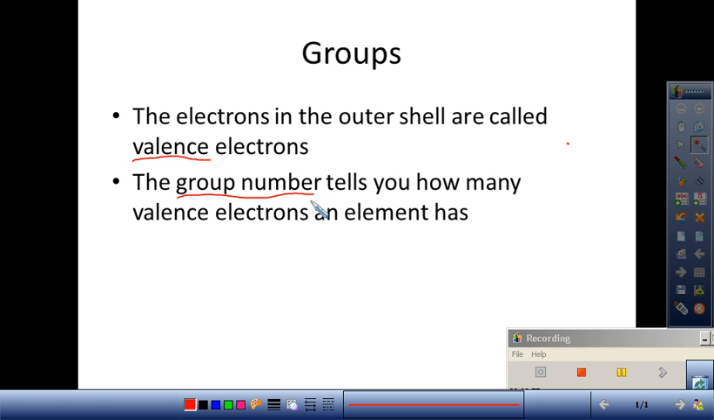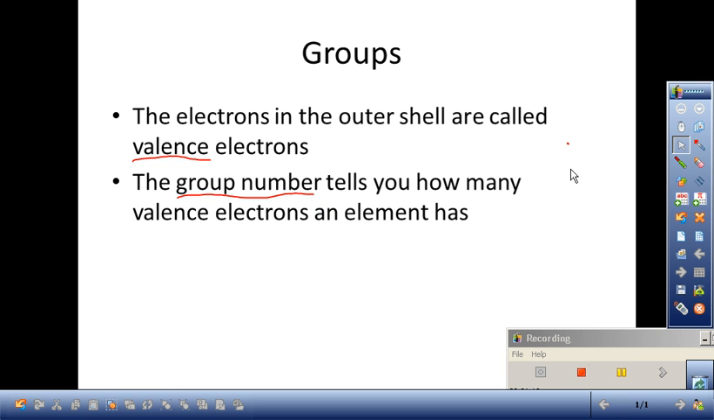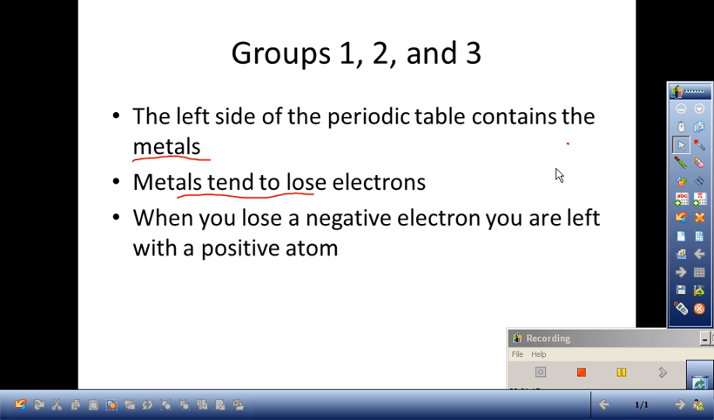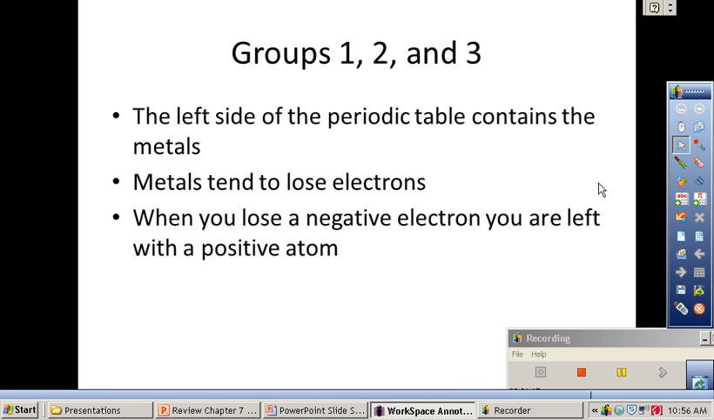And if you look at your periodic table, you'll see there's two numbers on the top. There's the numbers without letters. We don't want to use those numbers. We want to use the number with the letter. So we have our group A's and our group B's. So when I'm talking group numbers, I'm talking about those with A's and B's.